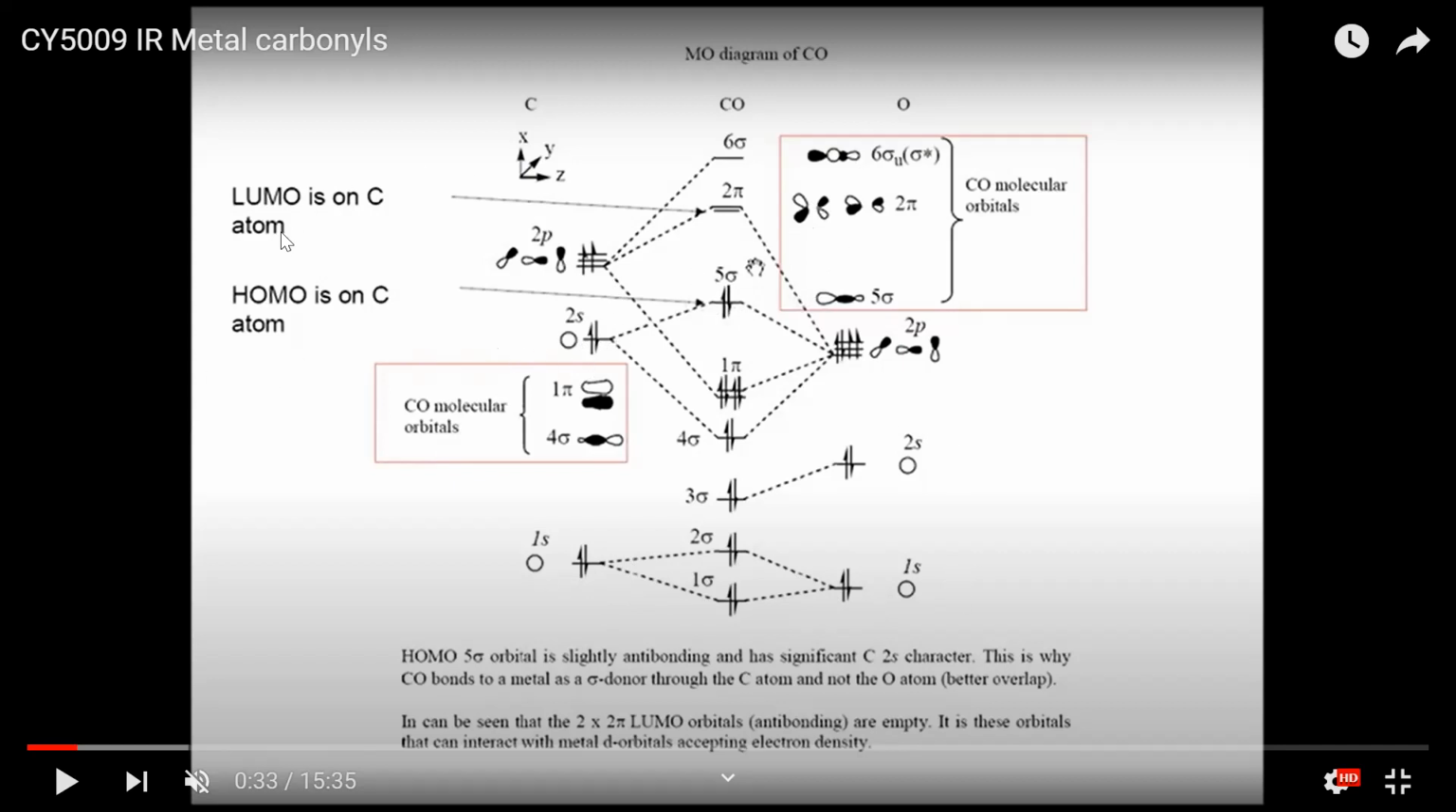So whenever your metal carbonyl is formed, the carbon-oxygen bond will become weaker depending upon how much the back donation is. Therefore, if you measure the IR frequency of carbon-oxygen in metal carbonyls, that is more or less an indicator of how much back donation is happening. So with this being clear, you should be able to understand the rest of the lecture.